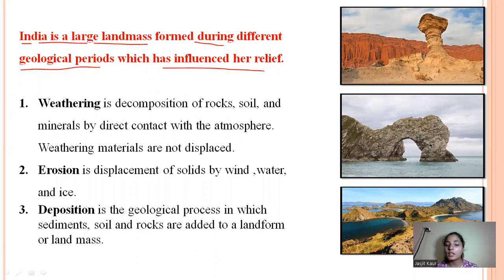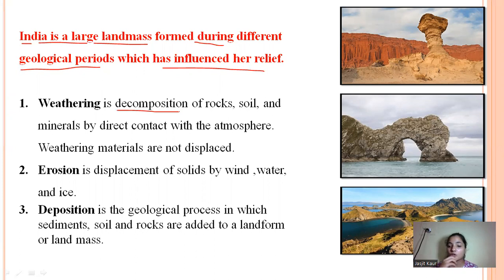Okay, so there are three geological processes that are responsible for the different kinds of landforms. The first one is weathering. Weathering basically means the decomposition of rocks, soil, and minerals by direct contact with the atmosphere. Decomposition means, as you all know, when waste is decomposed into the soil, or when we have direct contact with the atmosphere.